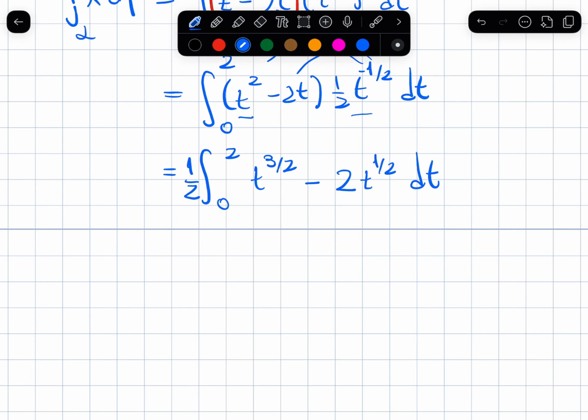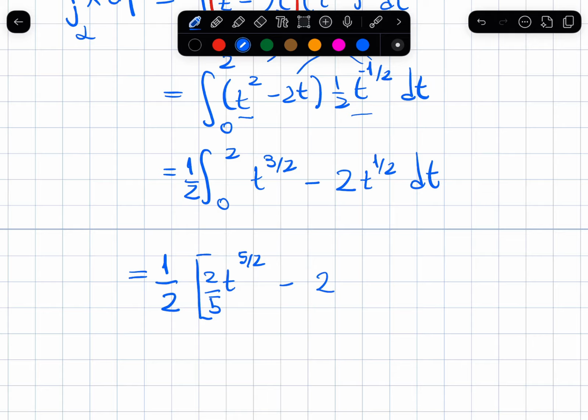And now I anti-derive this. So reverse power rule, I add 1 to the power. 3/2 plus 1 is 3/2 plus 2 over 2, which is 5 over 2. And then divide by 5 over 2, which is the same as multiplying by 2/5.